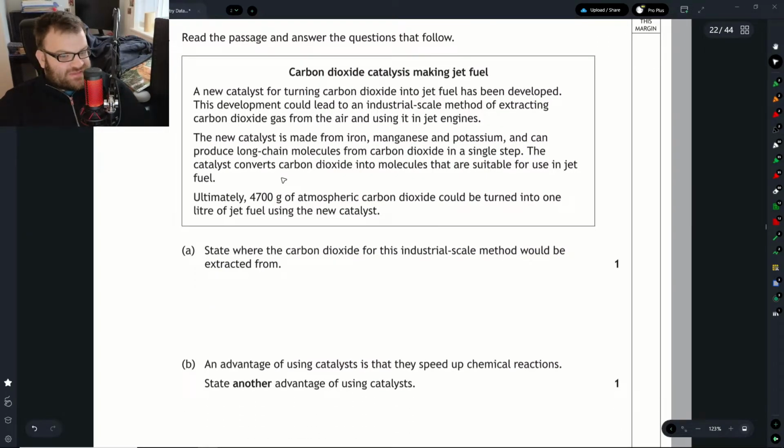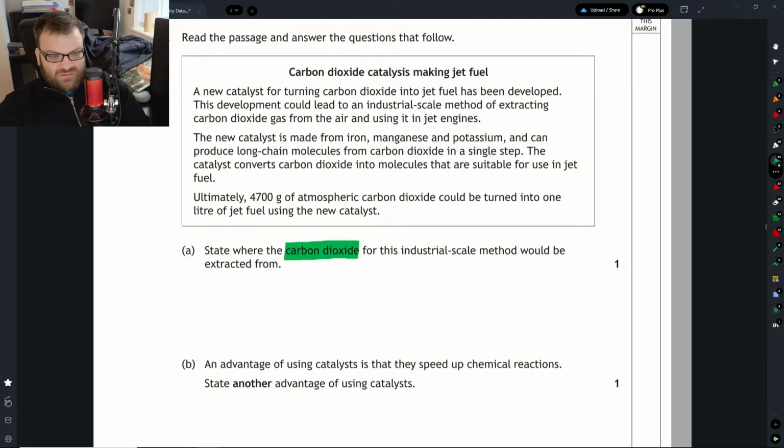Next up, we need to read this passage and answer the questions. State where the carbon dioxide for the industrial scale method is extracted from. The air, it's there. Just as simply as that. One advantage of using a catalyst is that they speed up chemical reactions.